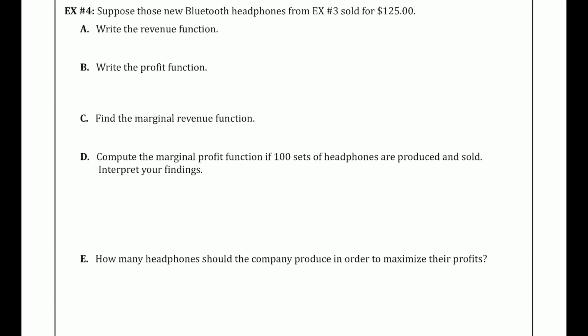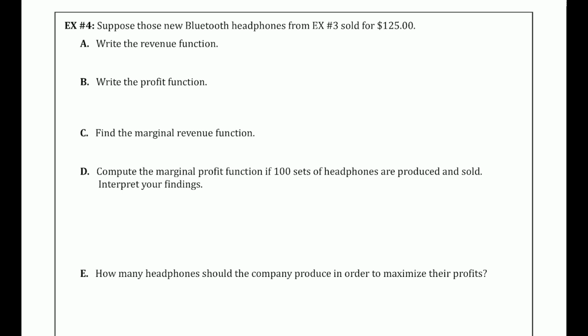So example 4, it's saying suppose those new Bluetooth headphones from example 3 sold for $125. And so now what it's saying is write the revenue function. Remember, when we go back to our original part of the notes, the total revenue is just the total amount received for the sale of X units. So if we receive $125, we can just say that R of X is going to be equal to $125 times X.